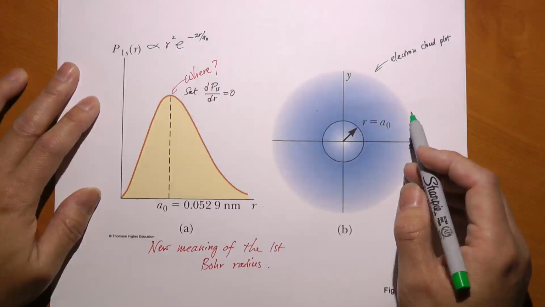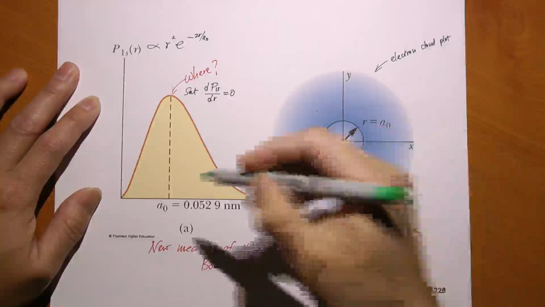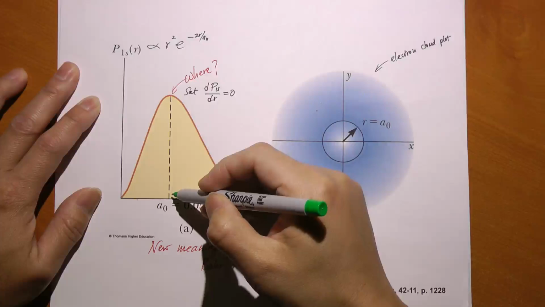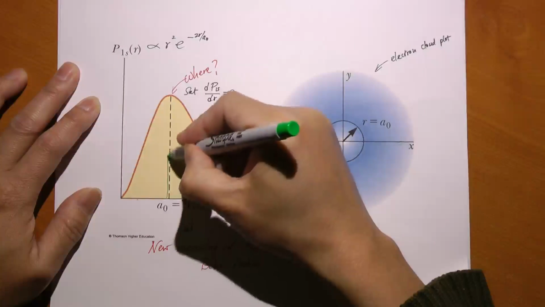And that gives us a new interpretation of what the Bohr radius really means. According to the Bohr model, the particle can only be at one Bohr radius away if it's in the ground state. So the probability would be like this, would be 0 everywhere else, and it will peak to infinity.